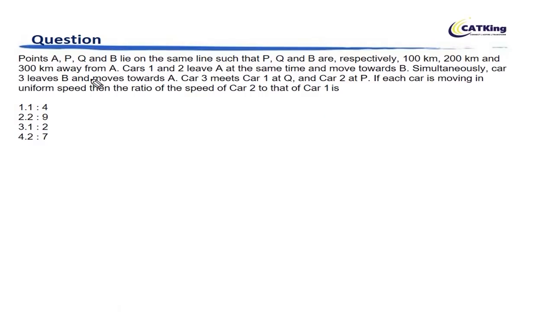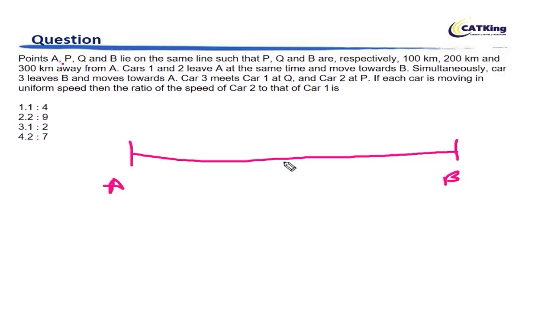So the question says that points A, P, Q, B lie on the same line such that P, Q, B are 100, 200 and 300 kilometers from A. So practically the distance between each of these points is the same, which is 100. So it is A here and B here, and P and Q are also given. The gap between A and P is 100, between P and Q is 100, between Q and B is 100, so AP is 100, AQ is 200 and AB is 300. That's what is given here.